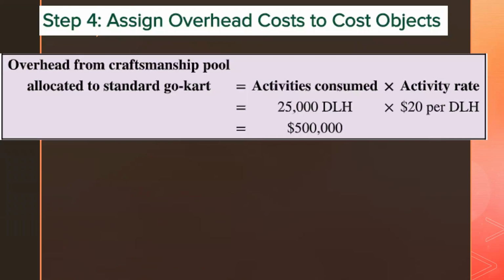Then we multiply whatever their activity rate is by the actual activities. So for a standard go-kart, we said it takes 25,000 direct labor hours times the $20 per direct labor hour we calculated for the craftsmanship department. That gives us $500,000.